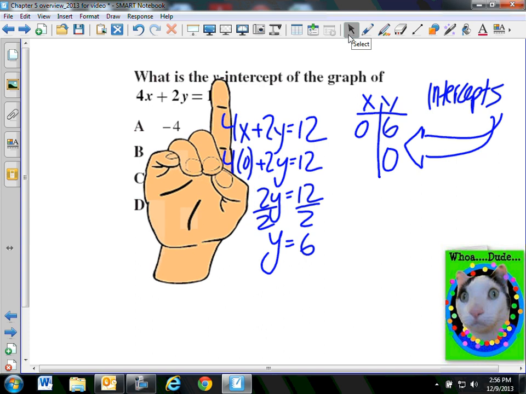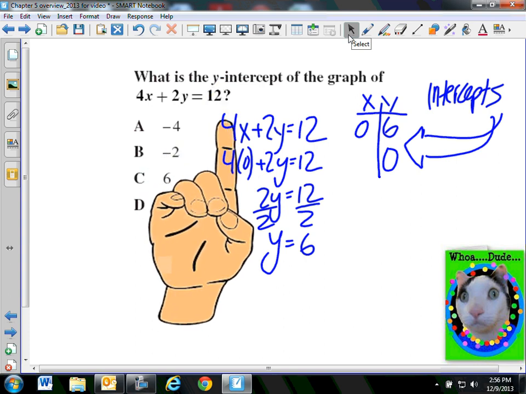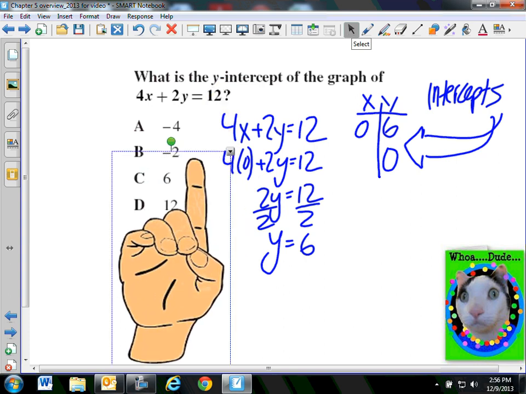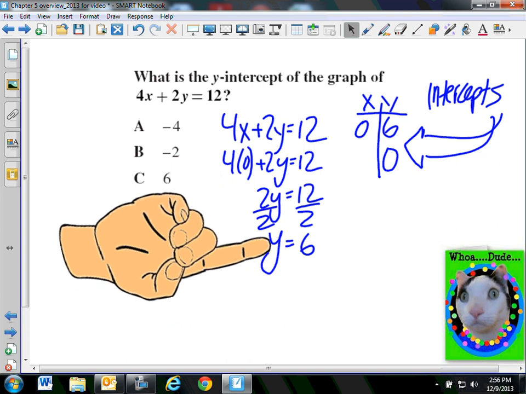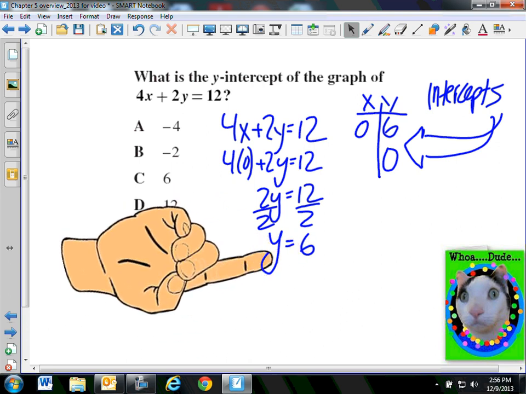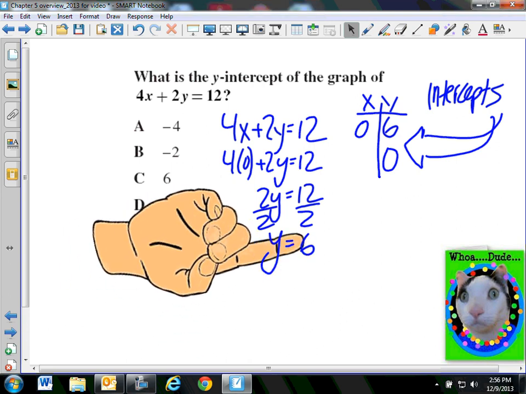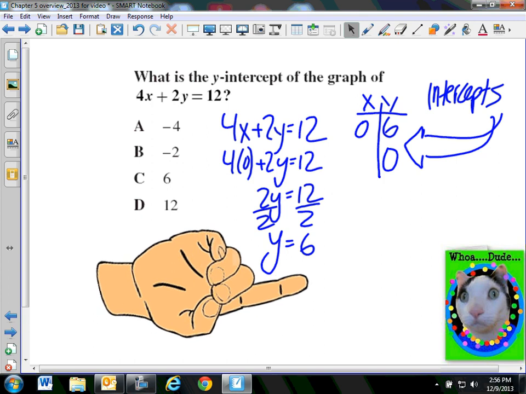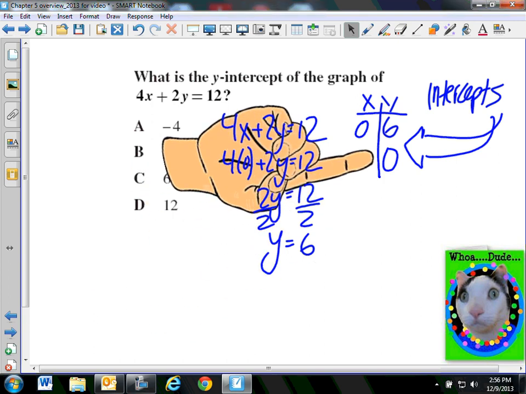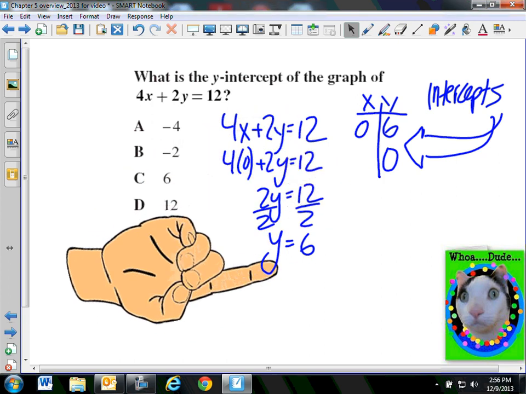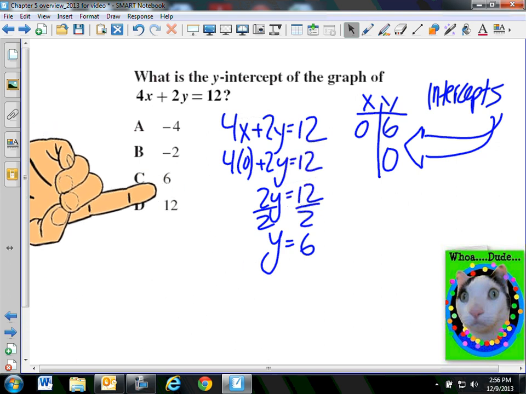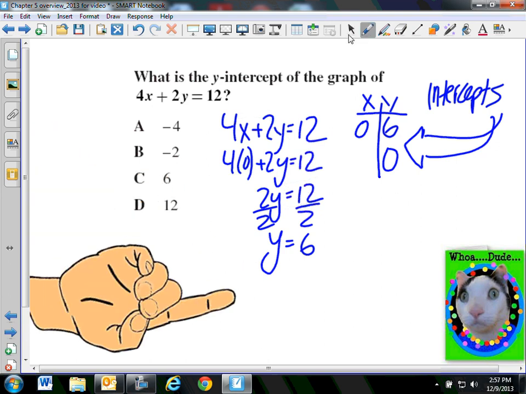Now what are they asking you for? They're asking for the y-intercept, right? What did I just find out right now? I just found out the y-intercept. This is the y-intercept because it says y equals this. So this is your y-intercept. So I don't even need to find this other one right here because this one right here is for the x-intercept. I got my y, meaning your answer is C. Okay?